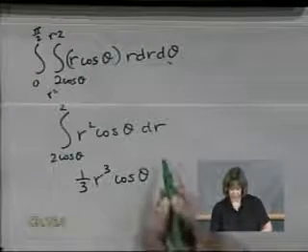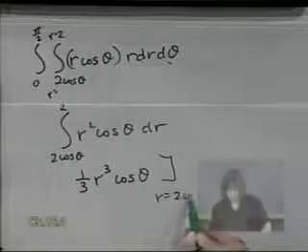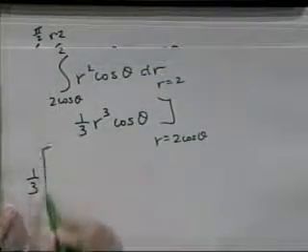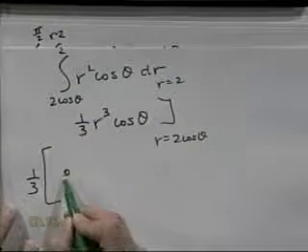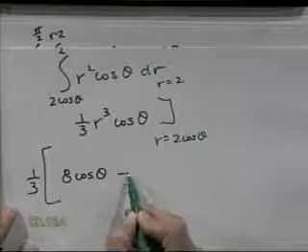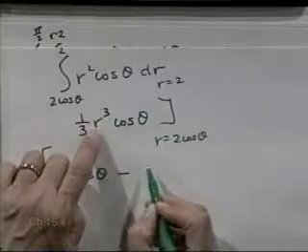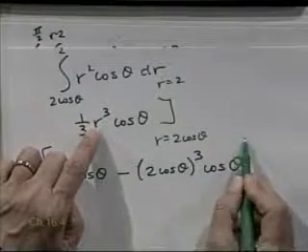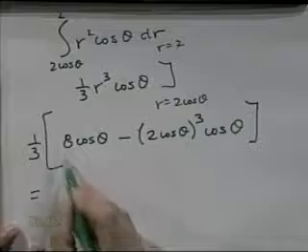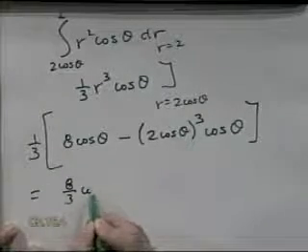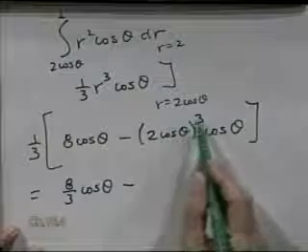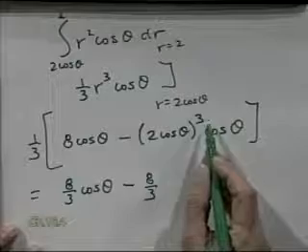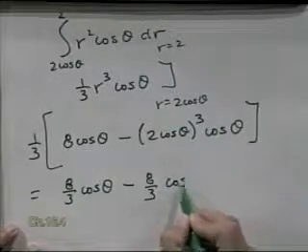I just want to mention some things. We're going from r equals 2 cosine theta to r equals 2. So if we factor out our 1/3, you put in r equals 2, you get 2 cubed, which is 8 cosine theta, minus, you pop in a 2 here, you're going to get 2 cosine theta cubed times cosine theta. Everybody with me? So I have 1/3 times 8 is 8/3 cosine theta minus 2 cubed is 8, so it's 8/3. And then you have cosine cubed times cosine, which is cosine to the 4th.